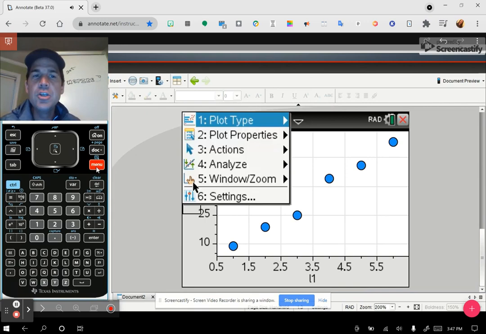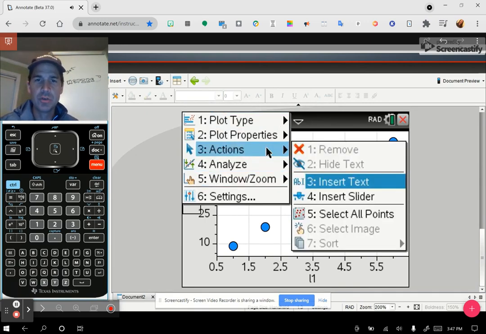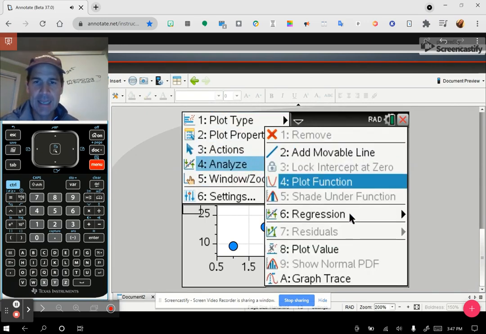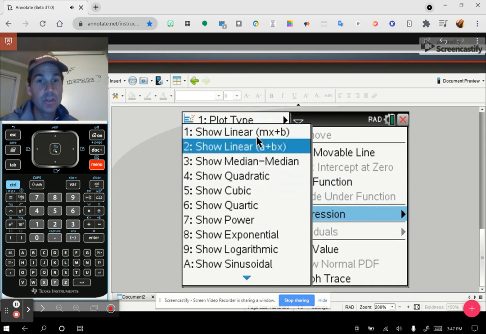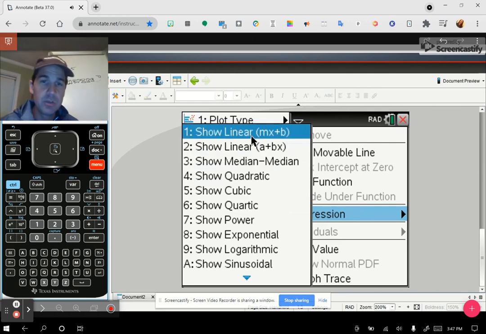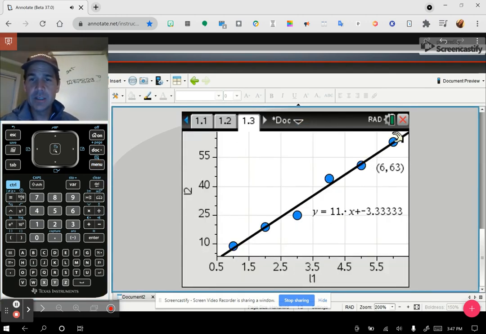So I'm going to hit Menu, go to Analyze and Regression, and do linear regression. But if you wanted to do a quadratic regression or some other kind of regression, you can choose that in this window. Let's show linear regression. There it is, and it says the equation of your linear regression line.